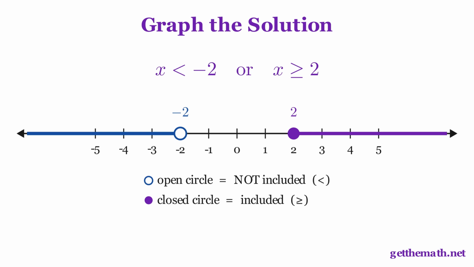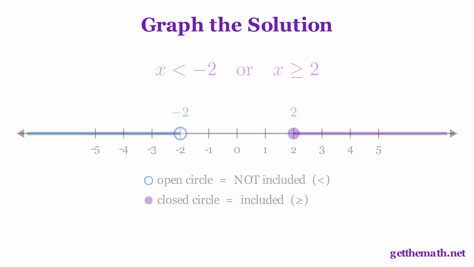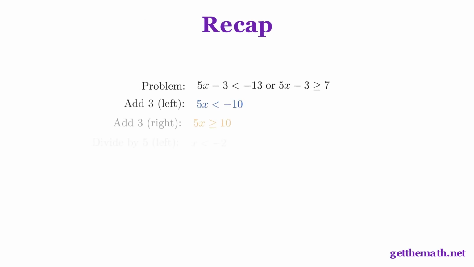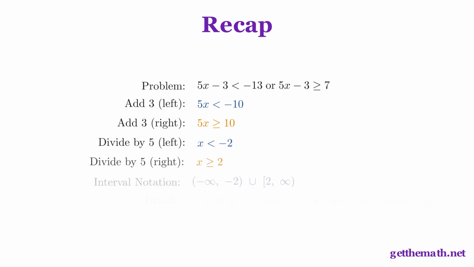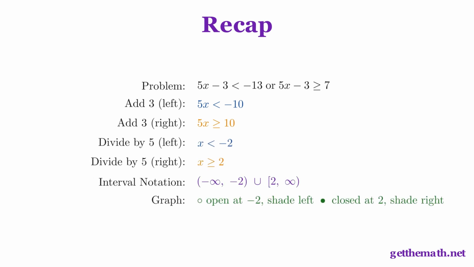We started with 5x minus 3 less than negative 13, or 5x minus 3 greater than or equal to 7. Adding 3 to both sides gave us 5x less than negative 10 on the left, and 5x greater than or equal to 10 on the right. Dividing by 5 gave us x less than negative 2 on the left, and x greater than or equal to 2 on the right.